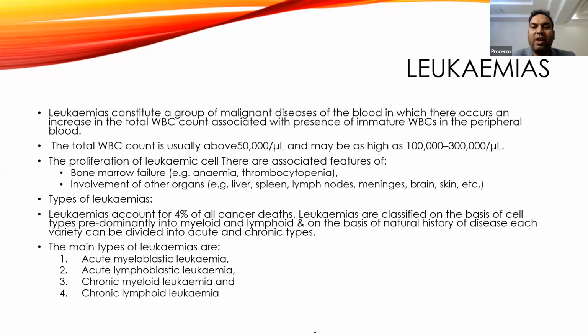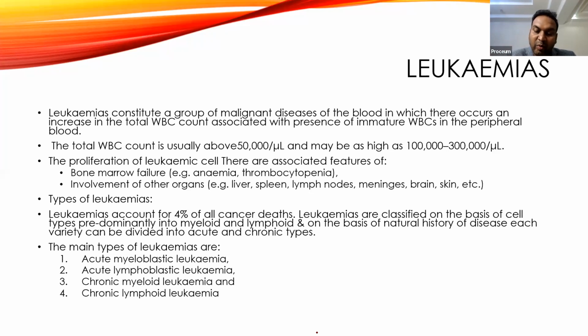Because of this higher proliferation of particular cells, the proliferation of other cells is compromised. Compromised RBC proliferation leads to anemia. Compromised platelet proliferation leads to thrombocytopenia. Apart from this, it also involves other organs, causing metastasis in organs like the spleen, liver, lymph nodes, meninges, bone, skin, and brain. In layman's terms, leukemia is also called blood cancer.